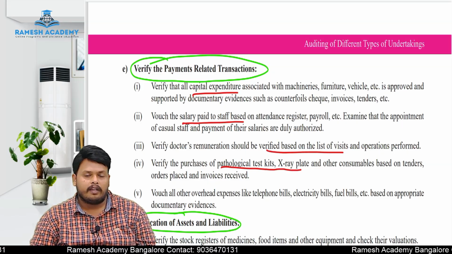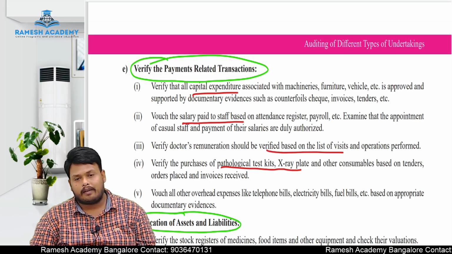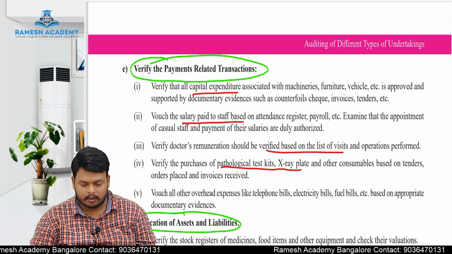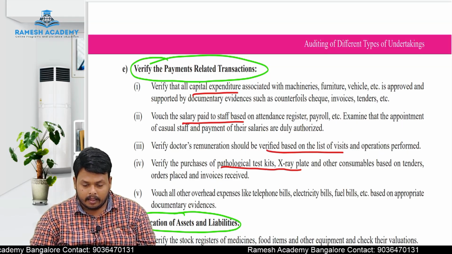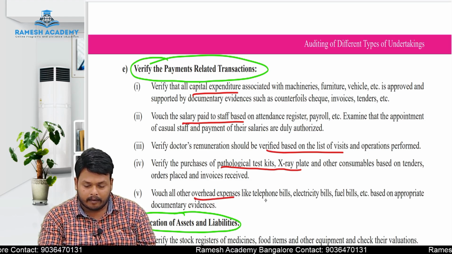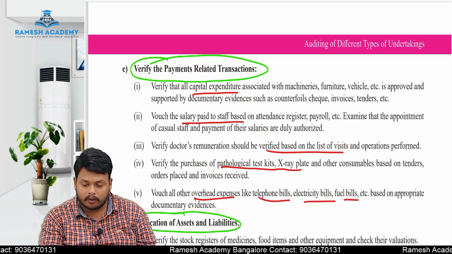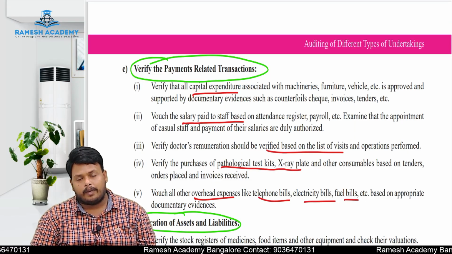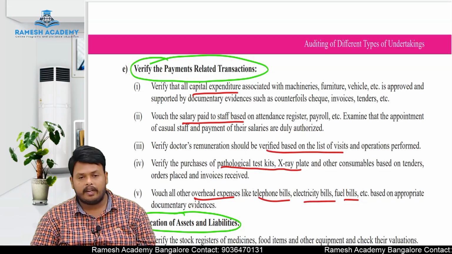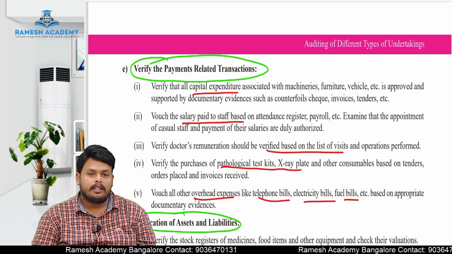The auditor has to verify any pathological tests, medicines or X-ray plates, whatever is purchased by the organization to perform the operations. Next, any other overhead expenses, like regular expenses in the hospital such as telephone bills, electricity bills, fuel bills and water bills, etc. All these bills and their documentary evidences should be verified by the auditor. So these are the things the auditor has to verify.